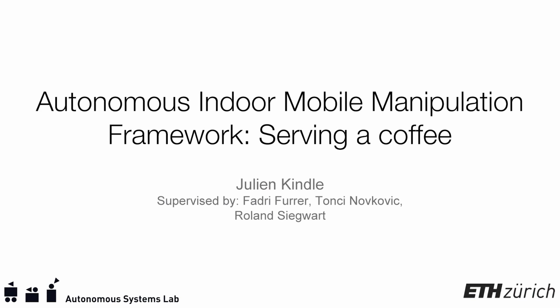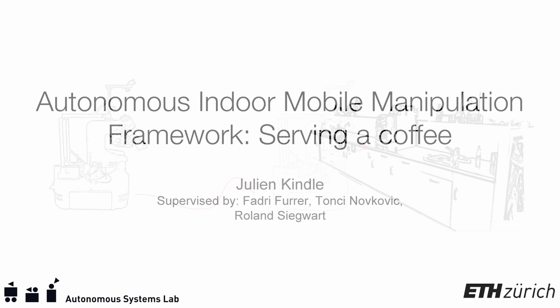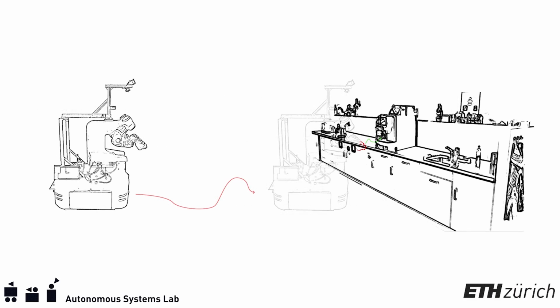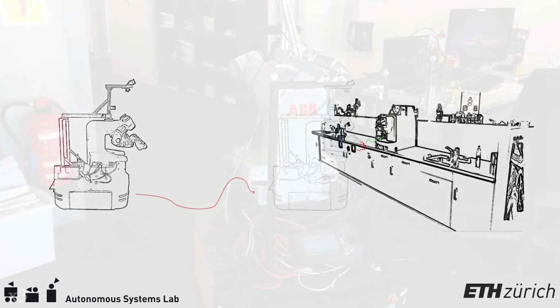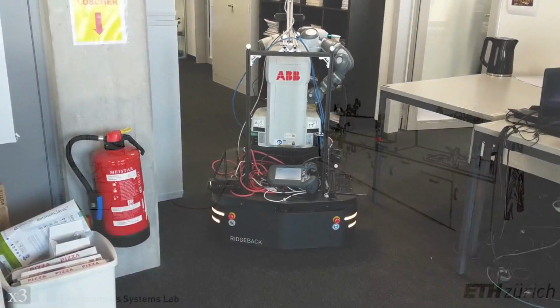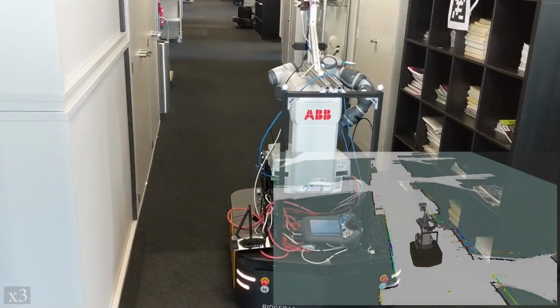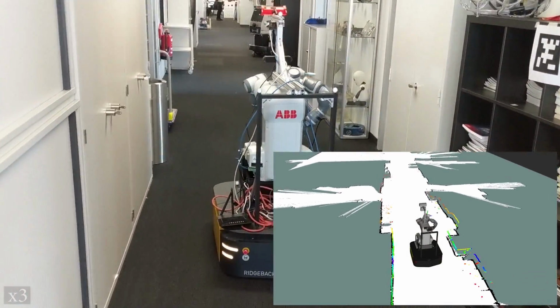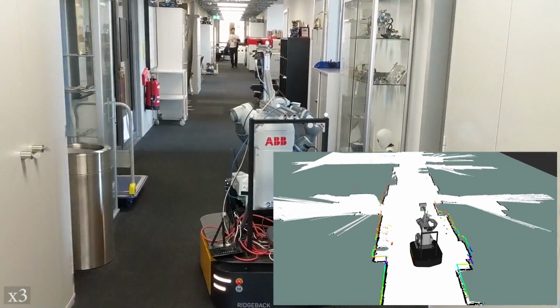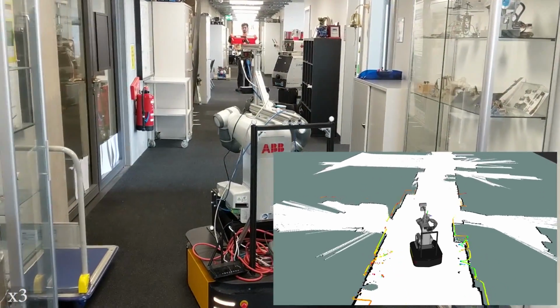In this video, we present a fully autonomous coffee serving task by our mobile Yumi robot, Mobmi. We combine the mobility of a ClearPath's Ridgeback base platform with the manipulation capabilities of a two-armed Yumi robot from ABB.